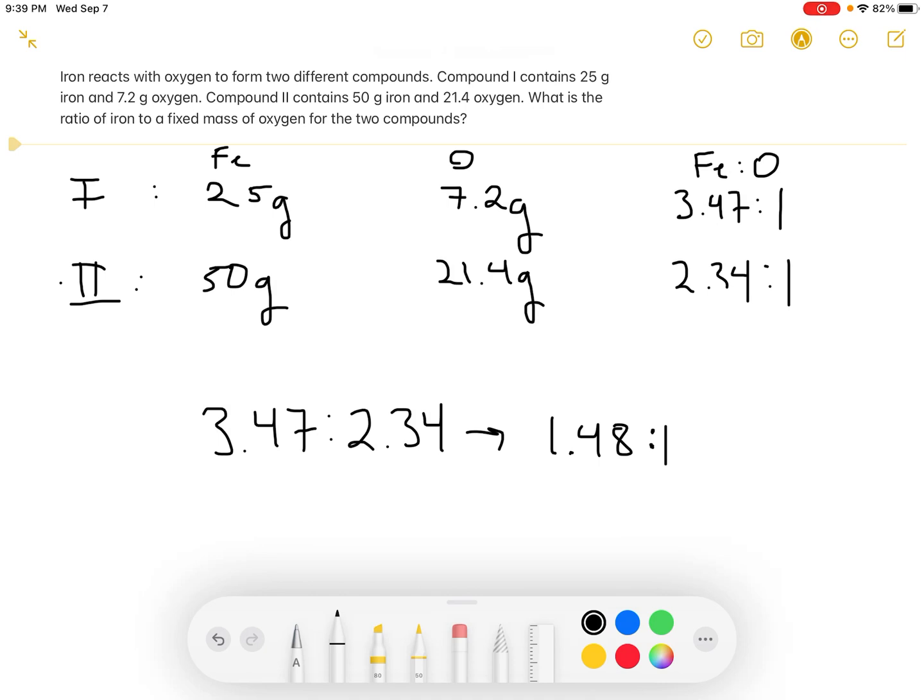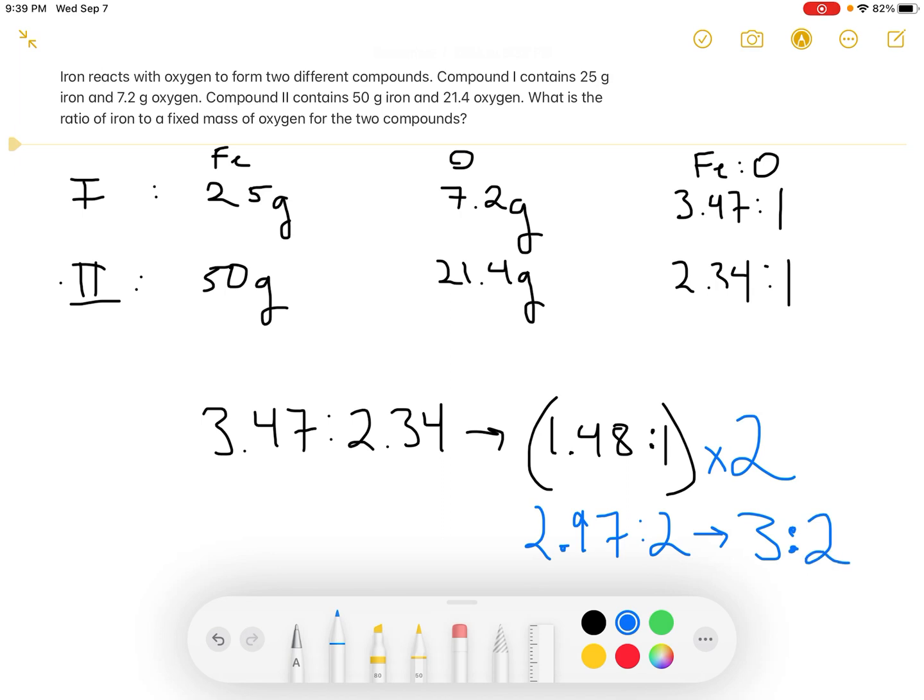whole number. It is. All we have to do, and you won't be expected to, I don't think you'll be expected to do this on the test, I should probably check that, is multiply this whole ratio by 2. And when you multiply 1.48 by 2, you get 2.96. Actually, 2.97. And multiplying 1 by 2 is obviously 2. And that's pretty close to 3 to 2. So it is still a whole number ratio.